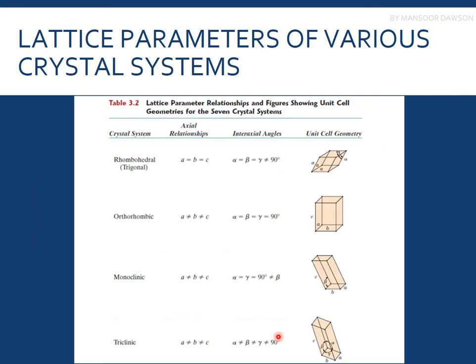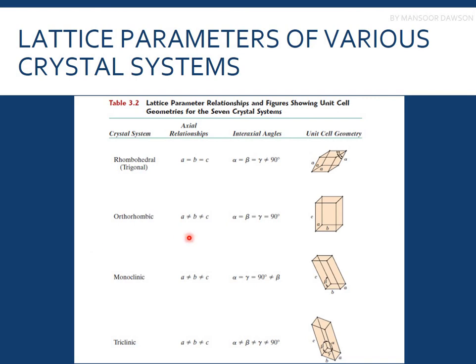Here are some other crystal systems as well. We have rhombohedral, which is also called trigonal. In this, the edge lengths a, b, and c are equal in length, but the interaxial angles, alpha, beta, and gamma, are not equal to 90 degrees. So that means there is no perpendicular or right angle side.